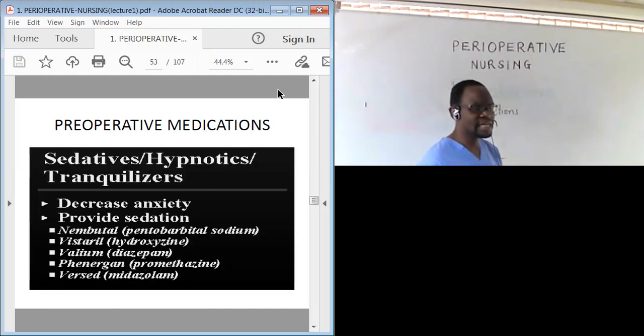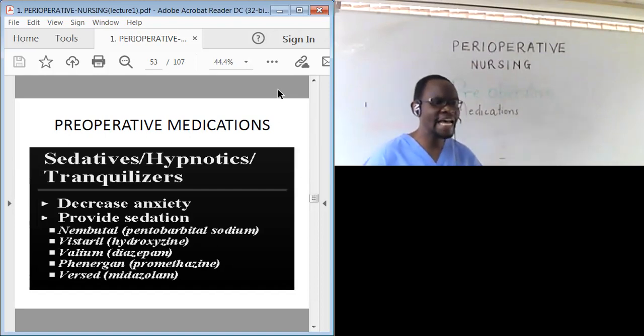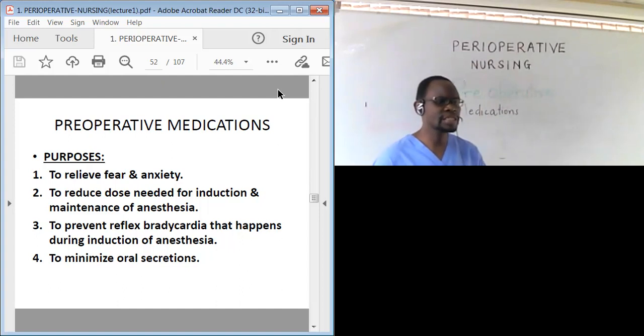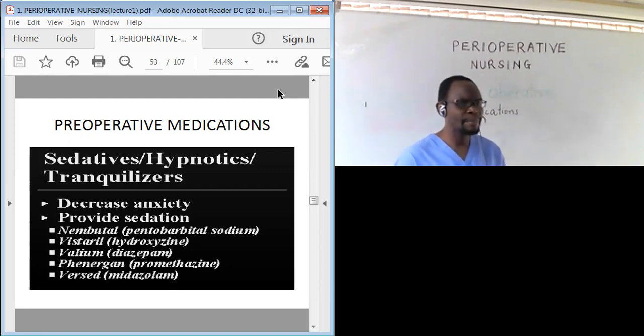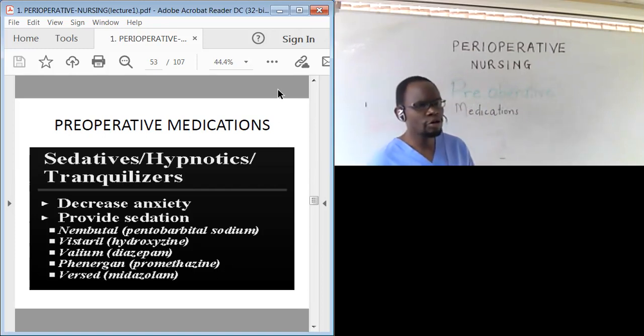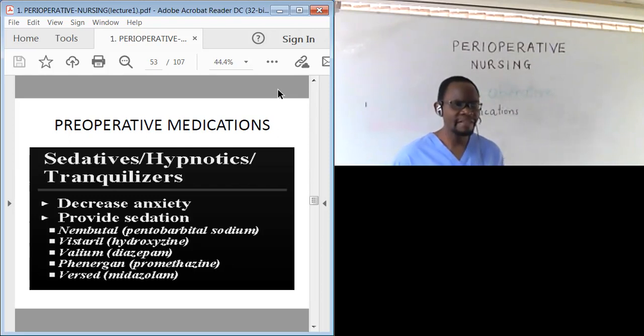Now, what are some of these examples? We have the sedatives, the anxiolytics, the ones that basically relieve anxiety and fear. Things like diazepam, midazolam. Those are the commonest that we give, but they can also give phenobarbital. So depending on the need, those can help to decrease anxiety and fear in the patient.